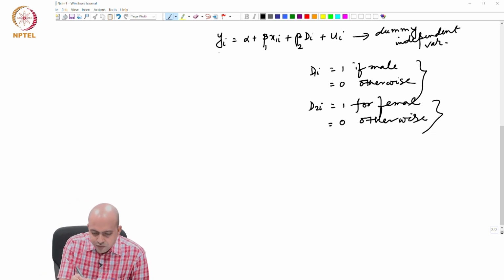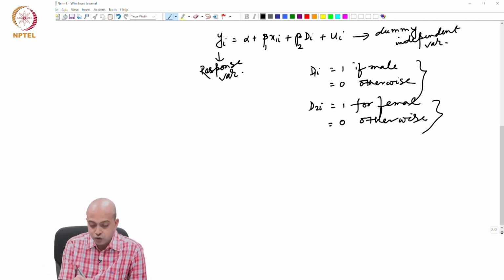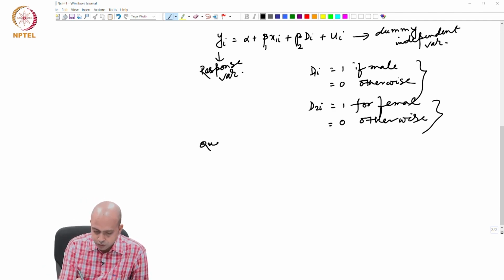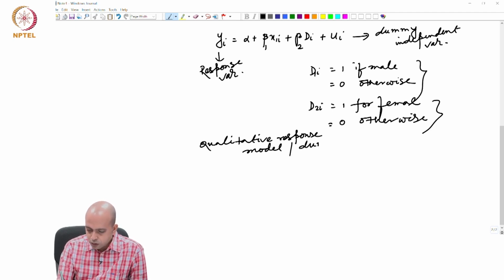That is why this y variable is actually called the response variable. That is why when your response variable becomes qualitative, that is called a qualitative response model, or this is also called a dummy dependent variable.